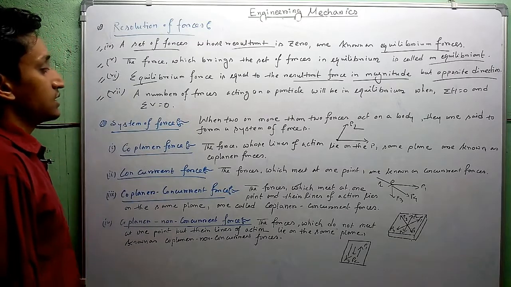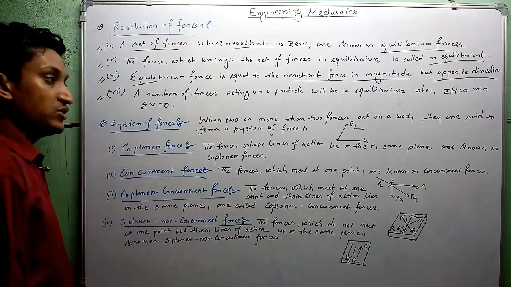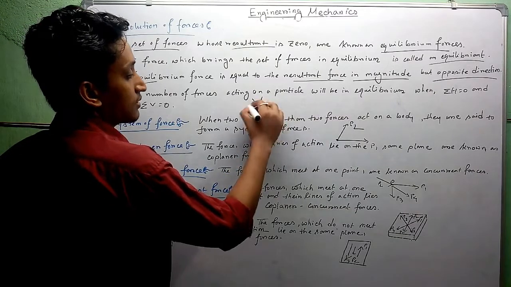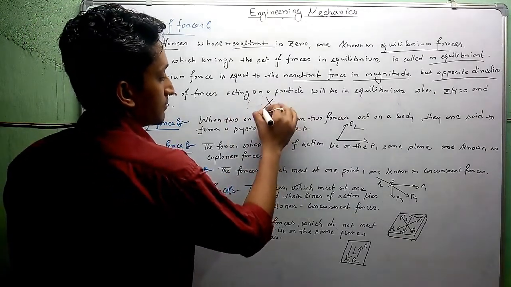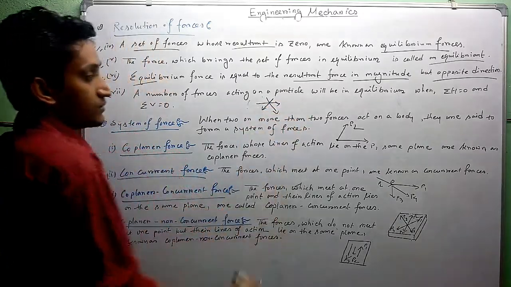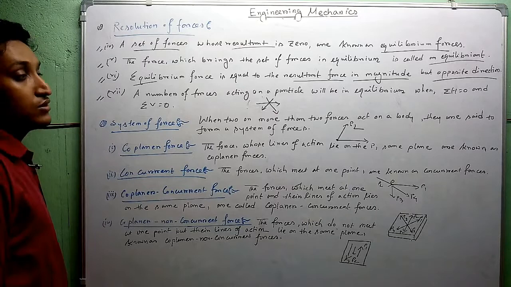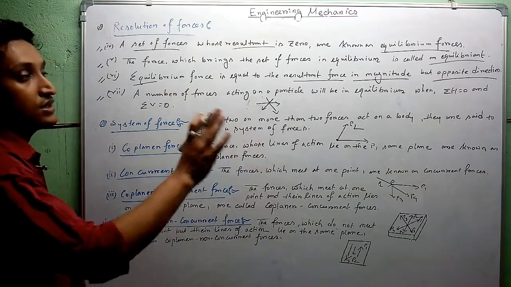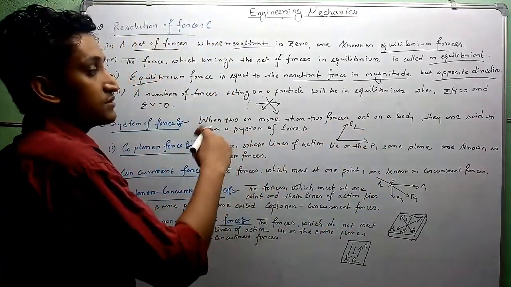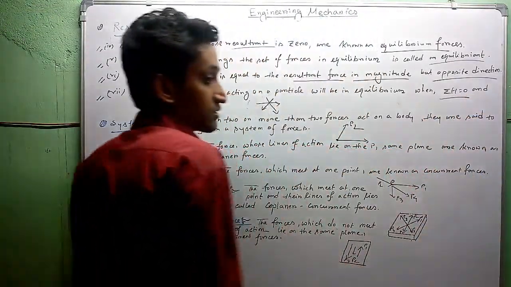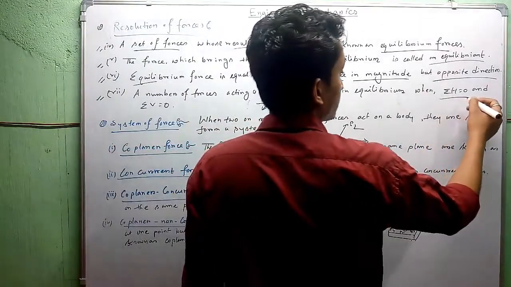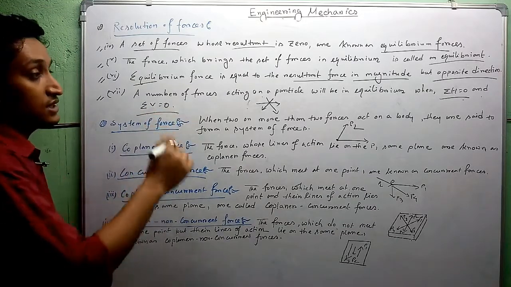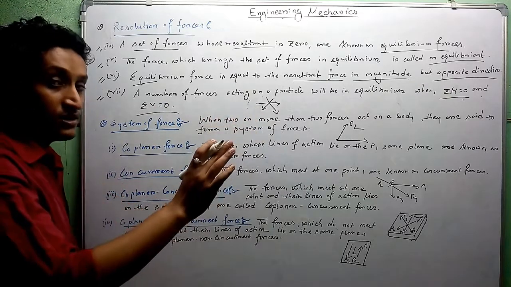Seventh point, a number of forces acting on a particle will be in equilibrium. कब होगा equilibrium? जब summation of horizontal force, sum of forces in horizontal direction is equal to 0 and sum of forces in vertical direction is 0, then the number of forces acting on a particle will be in equilibrium.